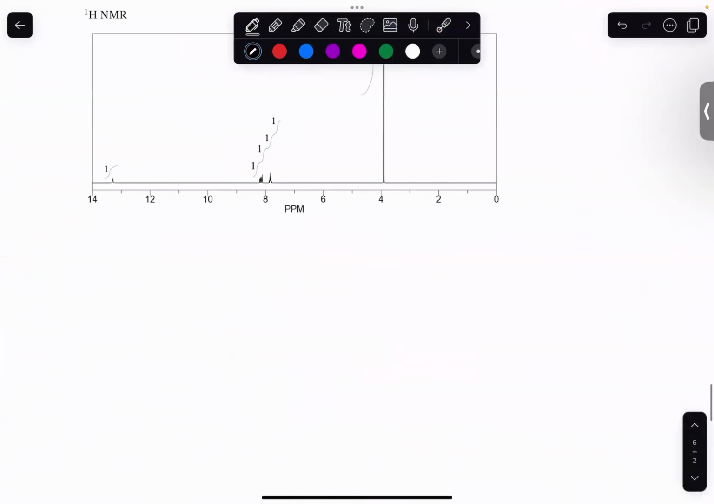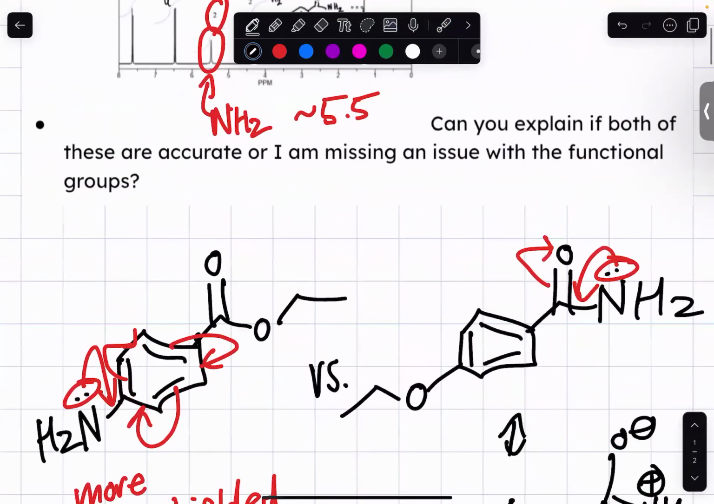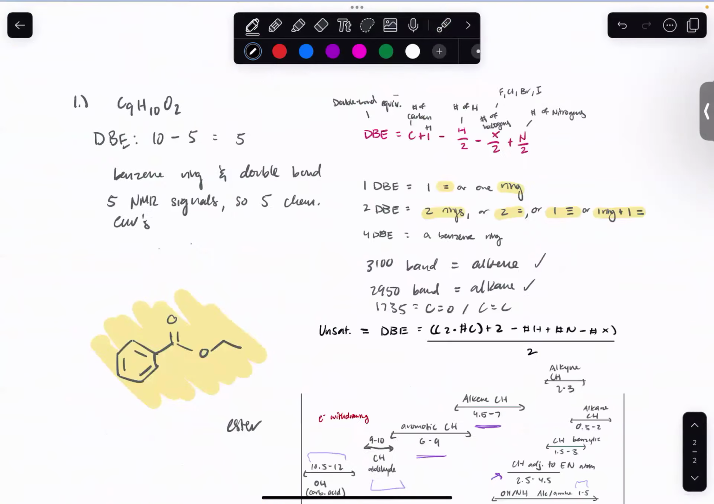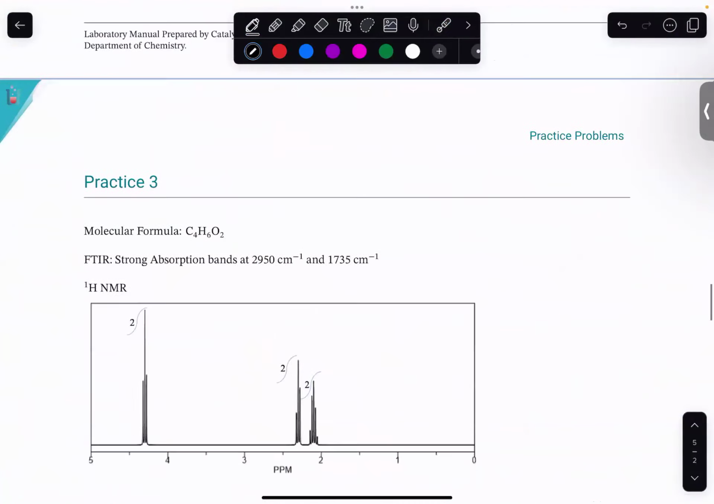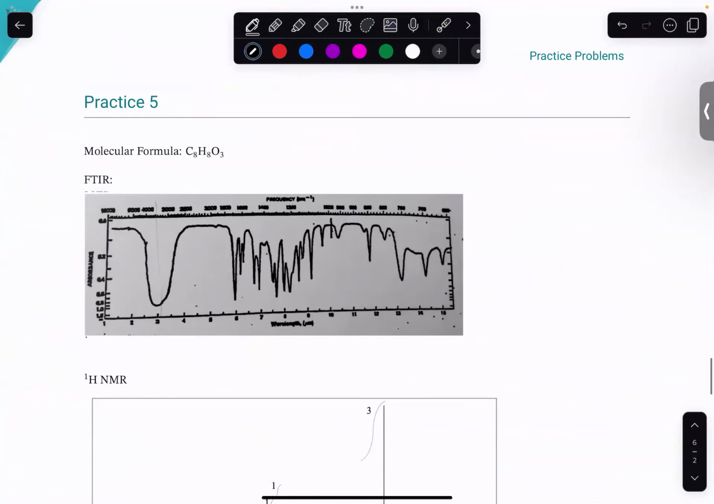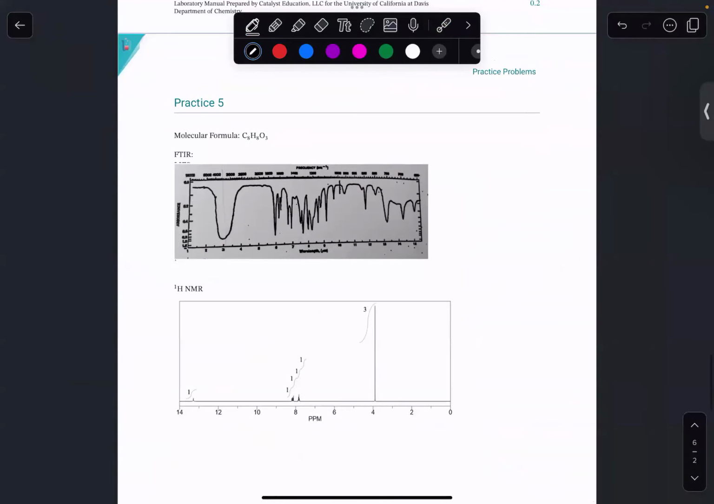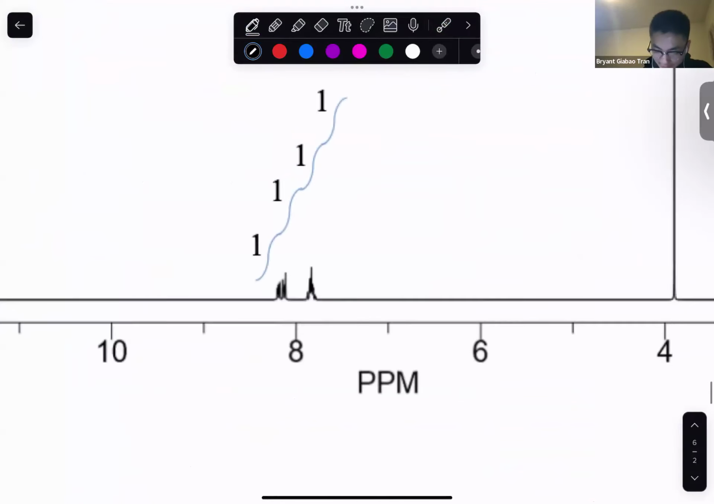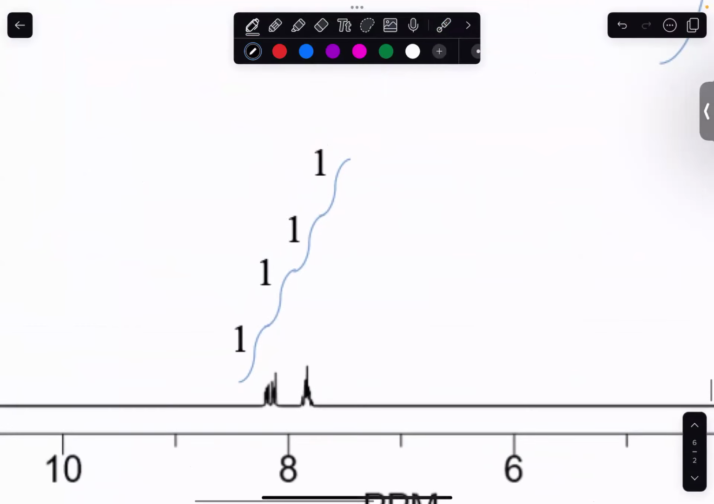Yeah, actually, I think I went over the definitions, but I was looking at practice 5. I think you just scrolled down to it. I learned that it was meta, but I was really confused why, because it looks like an ortho, because I knew that you're supposed to look for singlets.